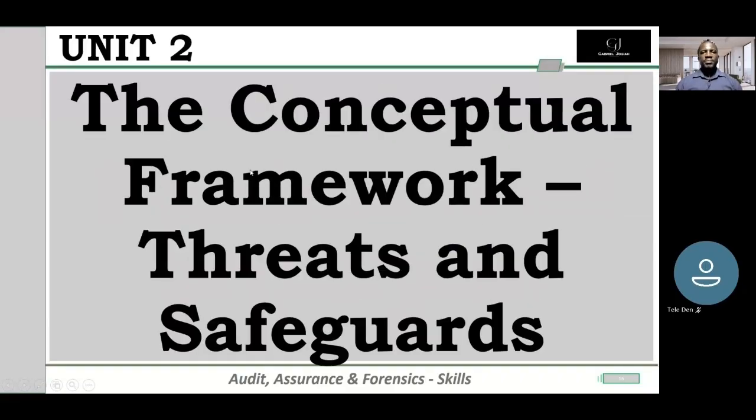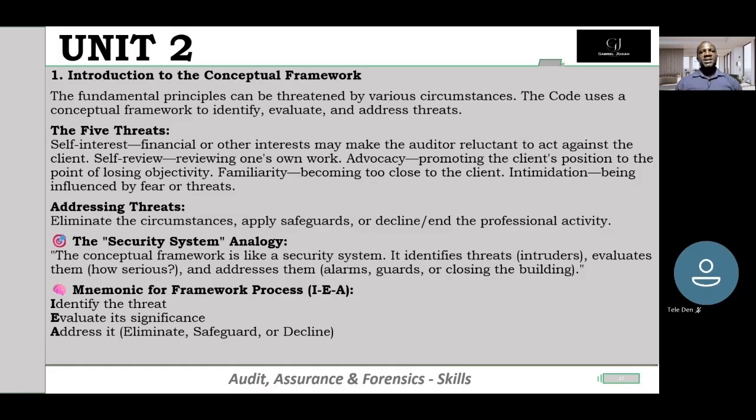All right, so now we move to the second unit, and the second unit speaks to the conceptual framework. This is where we learn how to protect the fundamental principles. The fundamental principles can be threatened by various circumstances. Now, the code uses the conceptual framework to identify, evaluate, and address threats.